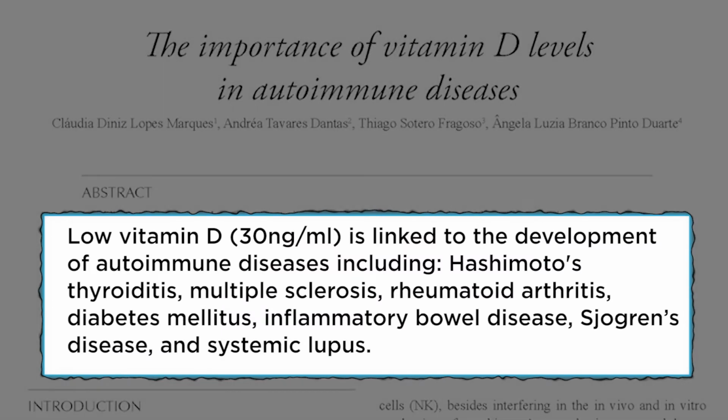To prevent an autoimmune response, vitamin D regulates Th1 and Th2 cells, the white blood cells that are programmed to attack the cells and tissues of your body, thus causing an autoimmune response. Low vitamin D is linked to autoimmune diseases, including Hashimoto's thyroiditis, multiple sclerosis, rheumatoid arthritis, diabetes mellitus, inflammatory bowel disease, Sjogren's disease, and systemic lupus. If you are challenged by any one of these Th1 dominant conditions, get your vitamin D levels measured.